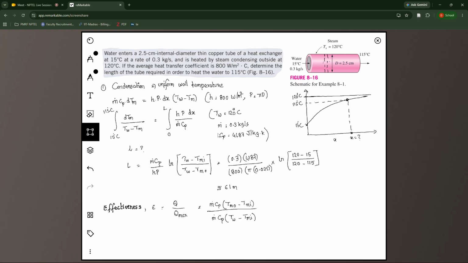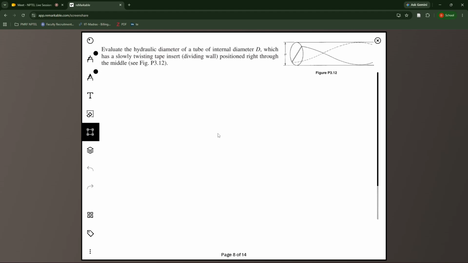Are there any questions? Okay, we'll take a simple problem, one more thing, just to highlight the concept of hydraulic diameter. In external flows, when we have a single plate, we have a characteristic length which is directly the length of the plate. However, in internal flows, we can have different cross sections: square, rectangle, triangle. You can even have a configuration where you have a tube, and then a thin wall separating two sections of the tube running through the cross section.